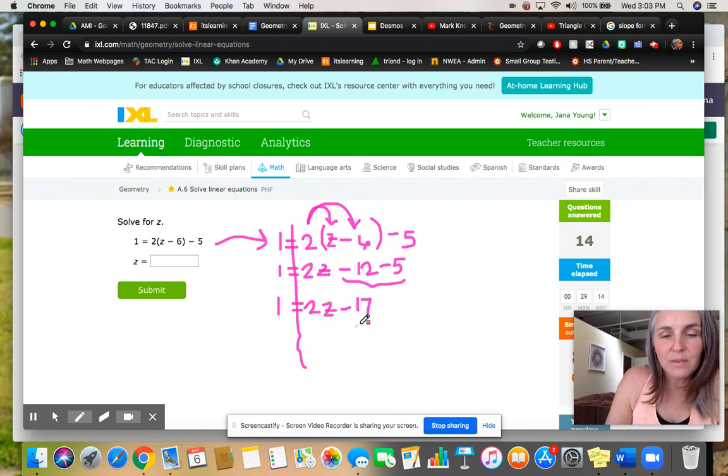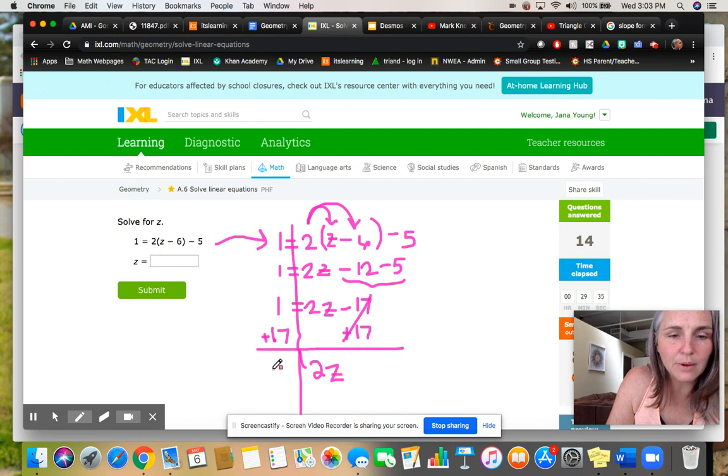Isolating the z, moving anything added or subtracted first. I'm going to do plus 17 because negative 17 and positive 17 goes to 0. Adding 17 over here, I get 2z is equal to 1 plus 17, which is 18. And then 2 times what is 18?